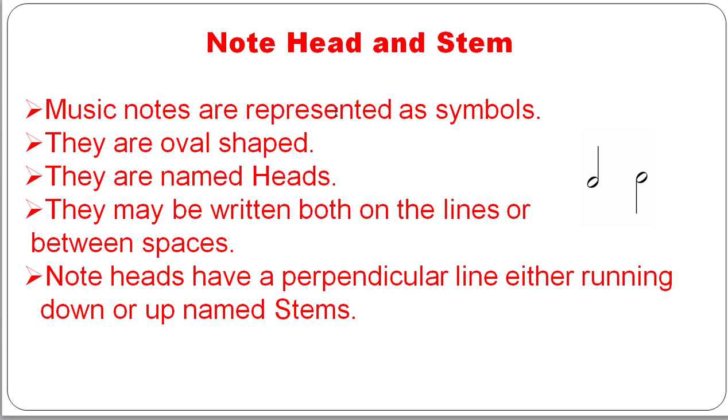Music letters are represented as symbols. These are the symbols, and these symbols have two parts: the head and the tail. The oval shape is the head and the perpendicular line is the tail. These two symbols may be written on the line or on the space.